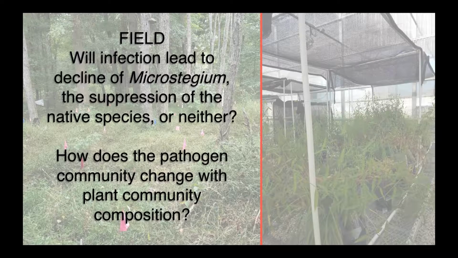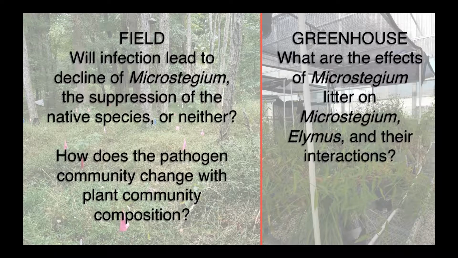And then in the reverse, how does the pathogen community change when a plant community is invaded with Microstegium? And then in the greenhouse, we're wondering what are the effects of Microstegium litter? So like I said, it creates this really dense matted litter. What are the effects of litter on Microstegium, Elymus, and their interactions? So my experiments are really focused on this Elymus as a native, but I do want to say that my collaborators are looking into infection on some of the other native species.